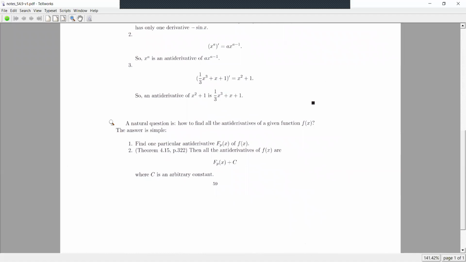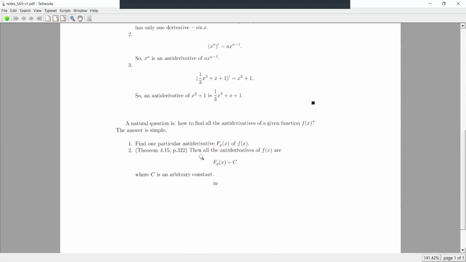About antiderivatives, one natural question is, given a function, how to find all the antiderivatives of the function? The answer turns out to be simple, just 2 steps. Step 1, find one particular antiderivative of the given function. Let me use this notation to denote that particular antiderivative. Here, P means particular.